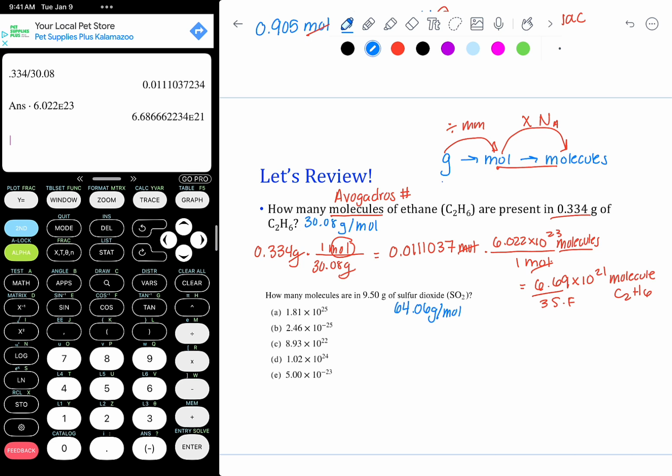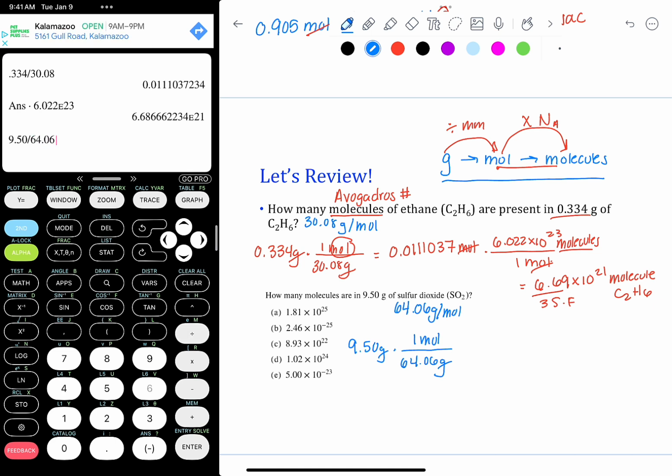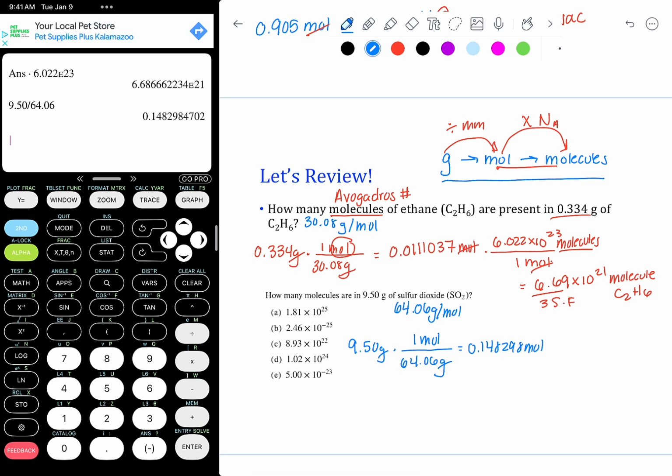Now we're going to use the same track to get from grams to molecules. We just have to use different molar mass for this problem. So we're going to start with 9.50 grams, and we're going to divide by our molar mass, 64.06 grams per 1 mole. I'm going to cancel out those grams, and we're going to take 9.5 divided by 64.06, and we get 0.148298 moles. Again, we're not rounding for sig figs yet because this isn't our final answer.